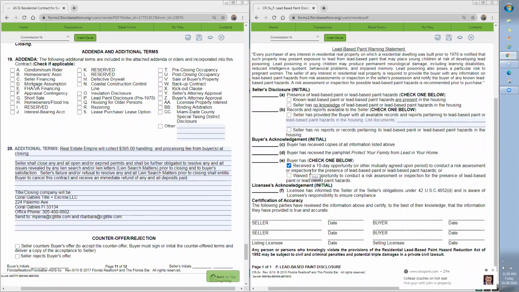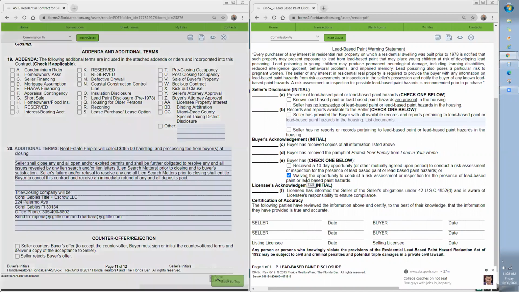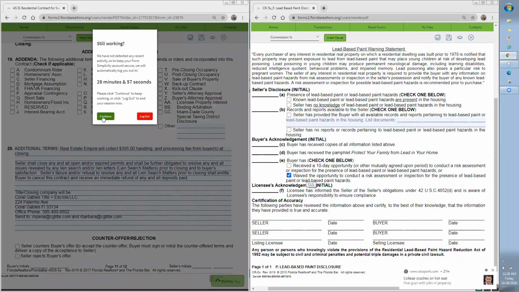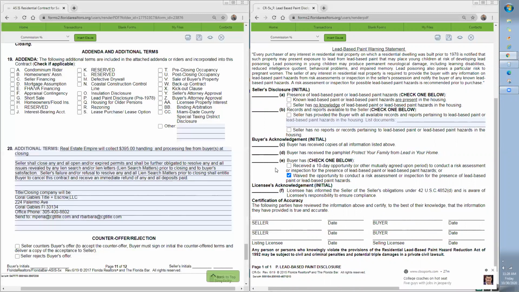So please let them know that if they decide they want to do a risk assessment for lead-based paint, they will have to pay for that separately. Okay? Or if they say, no, I'm not interested, they can waive the opportunity. Okay? And if so, then they have to initial here. There is a pamphlet that we can give them. It's called Protect Your Family from Lead in Your Home.